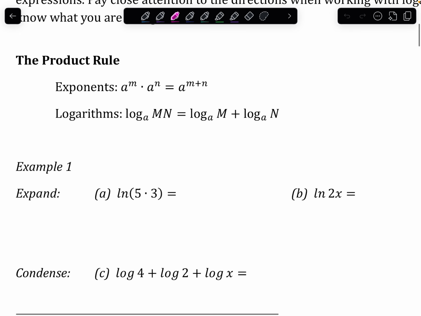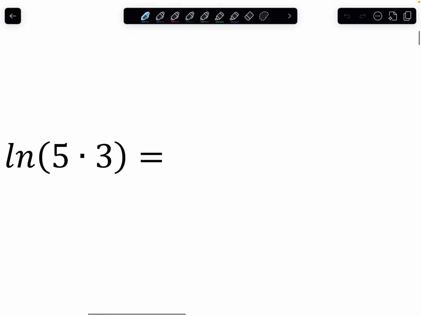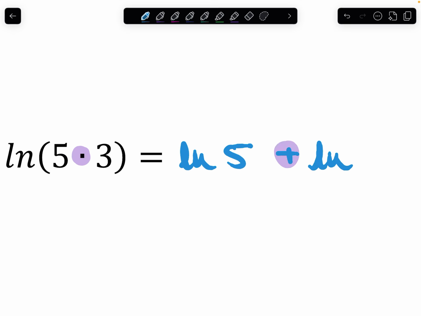So two things you could be asked to do. You could be asked to expand or condense these logs. It may rearrange the wording and say write using addition, subtraction, or condense to multiplication, division. All right, so with this one, we're making it bigger because it's already a single log. So this would go to the natural log of 5. Anytime you have multiplication inside a log, that translates to addition between two separate logs. So we would do natural log of 5 plus the natural log of 3. So instead of multiplying inside of the log, we will add between two logs.